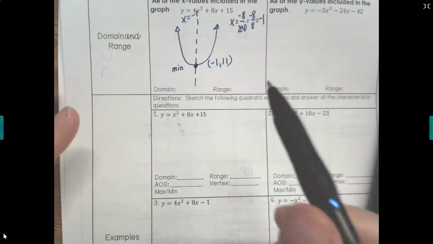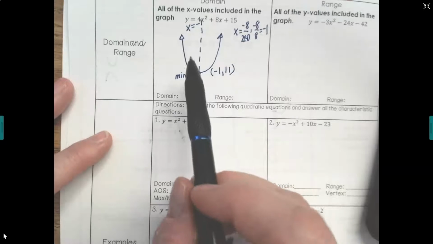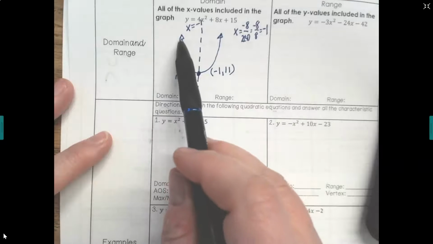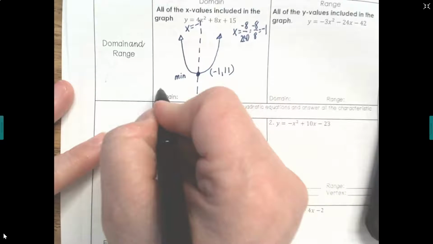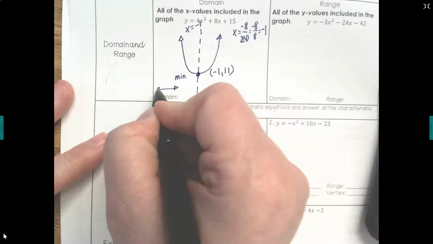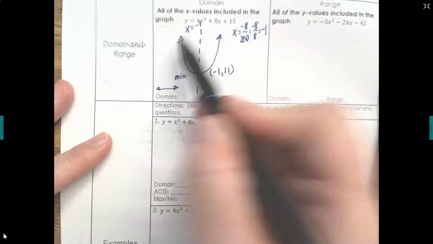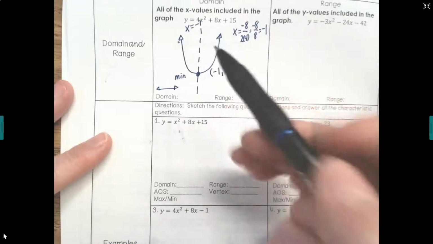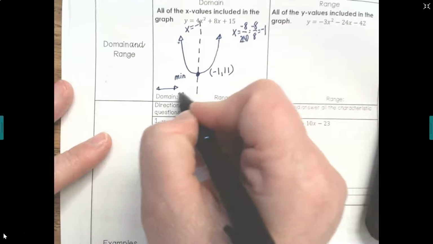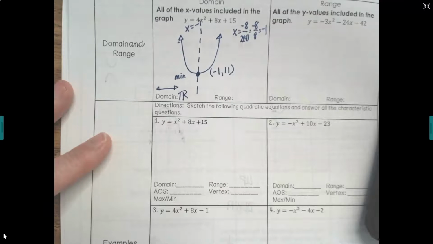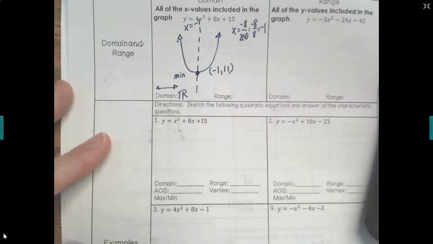So now the domain. In our non-real world problems, in our non-word problems, remember, domain are your x values, so we're talking about the left and right. We're never stopping going to the left, and we're never stopping going to the right, so we're going to have something called all real numbers. That's the symbol for all real numbers. Okay. We previously did -infinity to positive infinity. We've talked about that also.